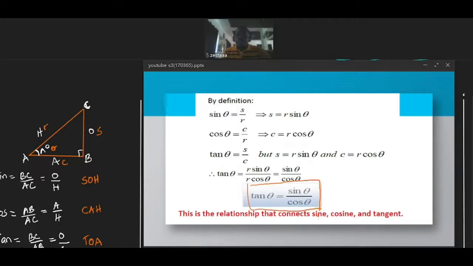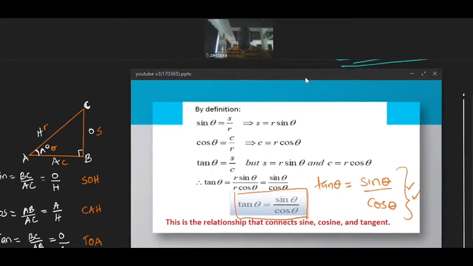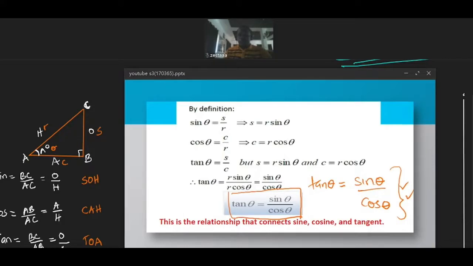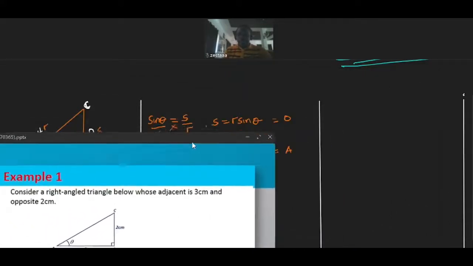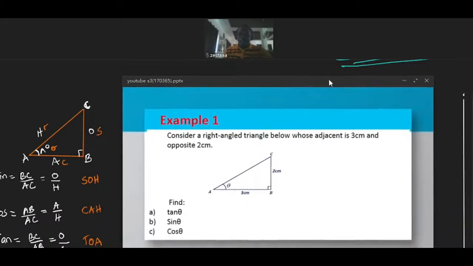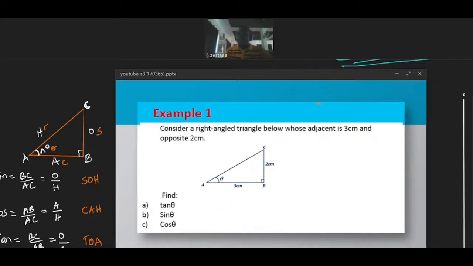We need to have it in mind that tan theta is the same as sine theta out of cos theta. This will help you to come up with the other results that you will be needing at any given time. Let's move on and do some examples.